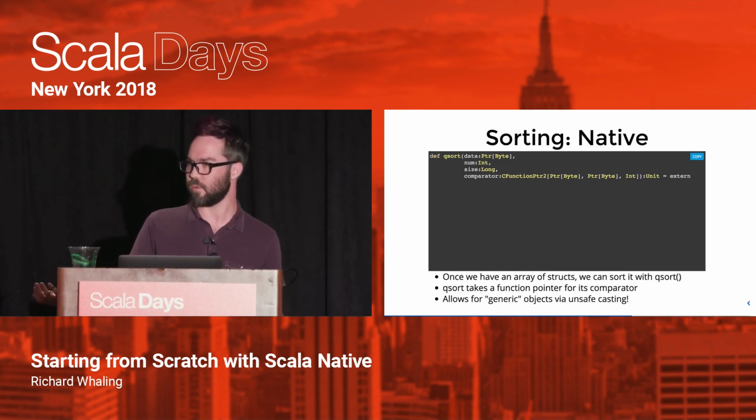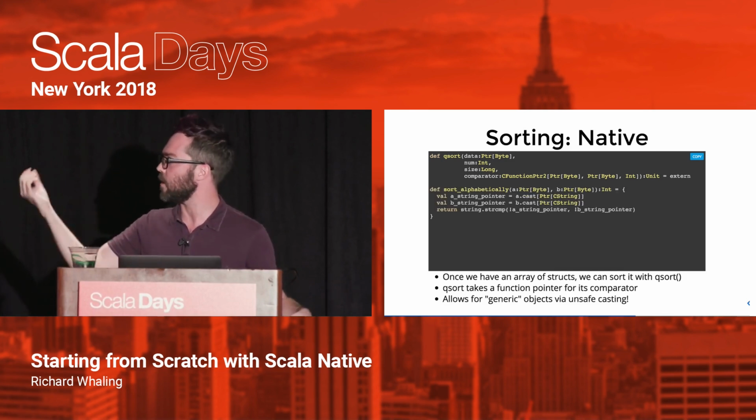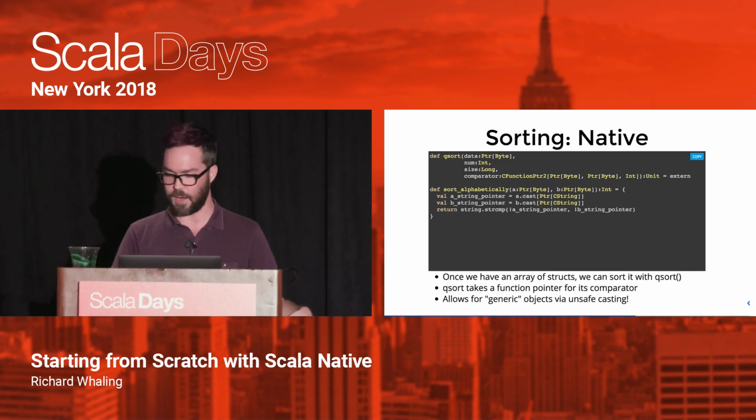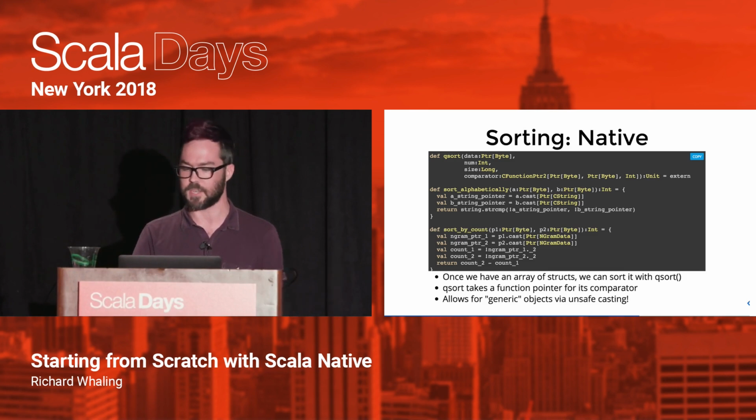C, of course, has function pointers, but Scala makes them so much easier to work with. And then the comparator is actually responsible for doing the casting from pointer to bytes back up to whatever actual type. So if we want to sort our engrams descending by count, we do it like this. I don't have time to linger on this, unfortunately.